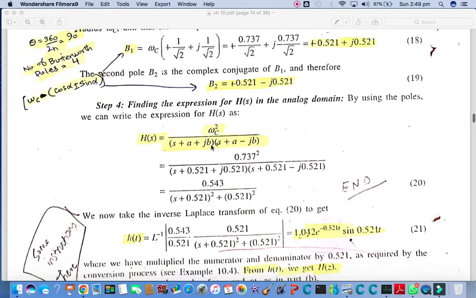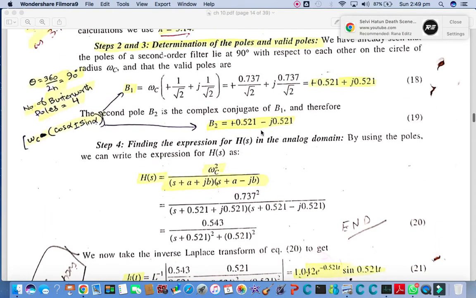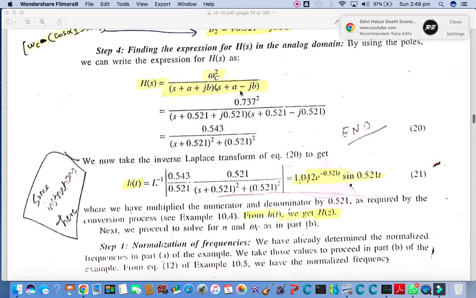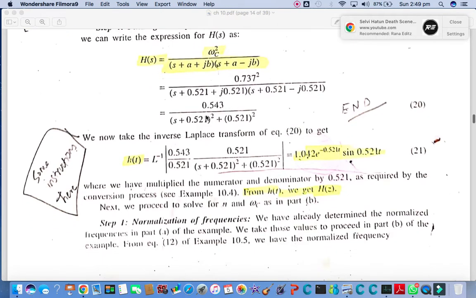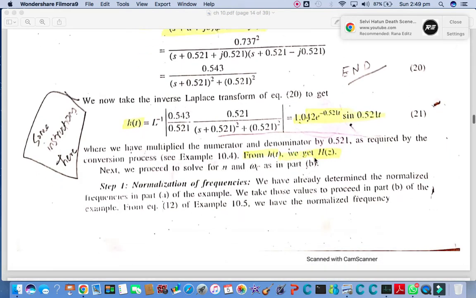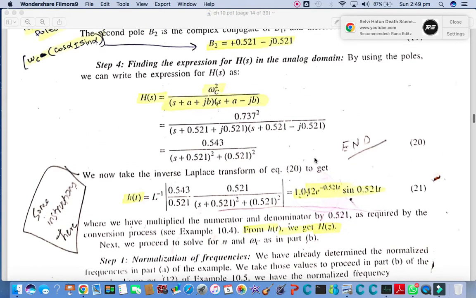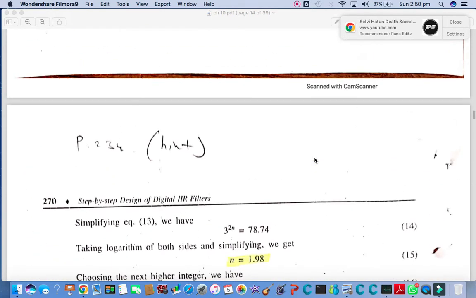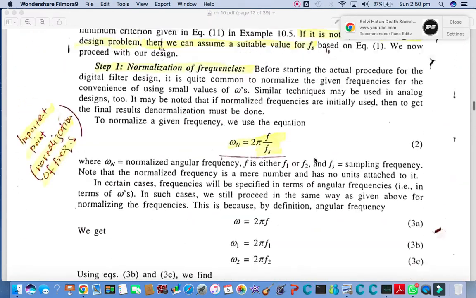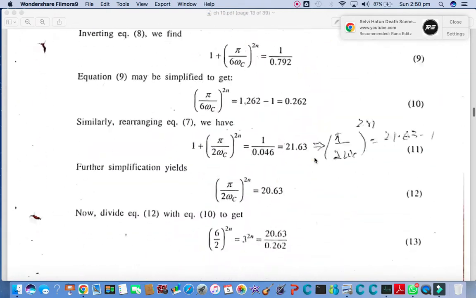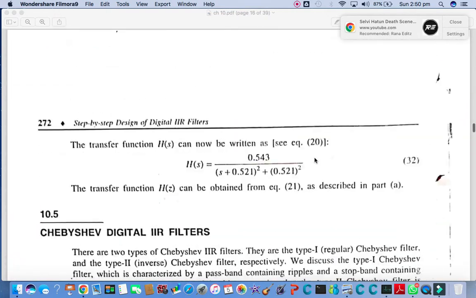Now we have to calculate the HS, and we already know that the transfer function for a second order filter is this kind of transfer function, in which these are having some unknown values of A and B over here, and we will be putting those two pole values over here, and then we are doing its inverse Laplace transformation to get HT, and then we are doing its Z transformation to get HZ. So this is all the methods which we have to follow in case of IIR digital filter design by using the Butterworth model for the impulse invariant method.